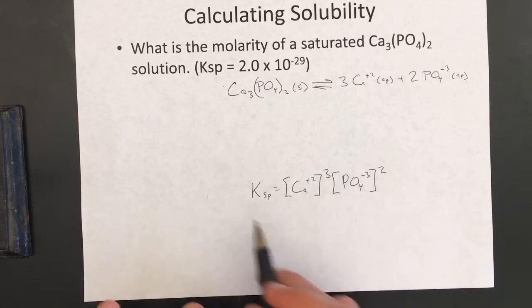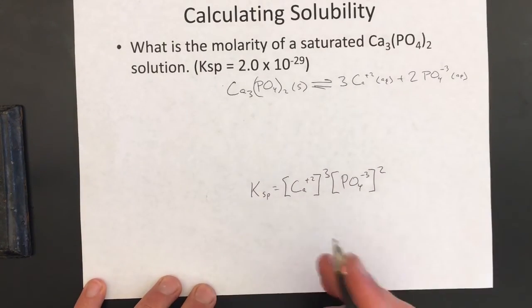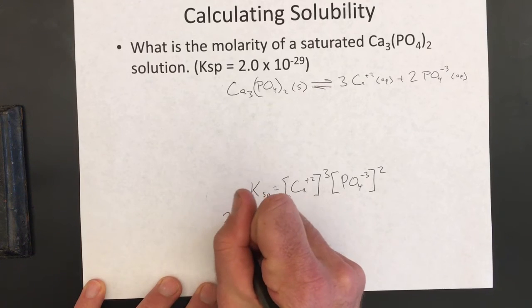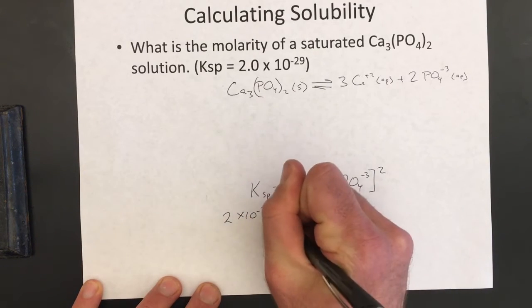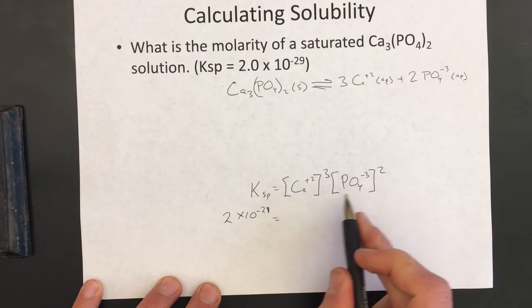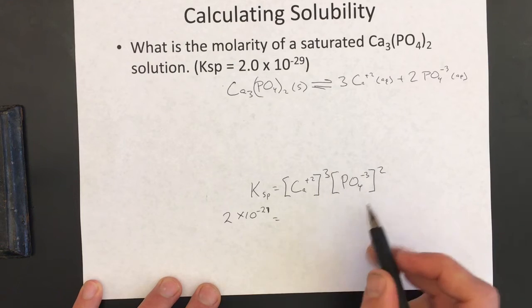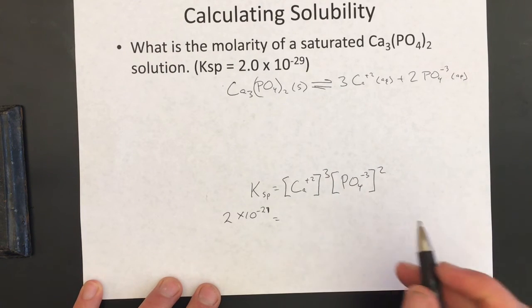So for this one, we were given KSP. It told us in the problem that KSP, or you could look that up in a book, KSP is 2 times 10 to the -29. And that's going to be equal to the concentration of calcium cubed times the concentration of phosphate squared. And we want to find these concentrations to find the molarity of that original solution.